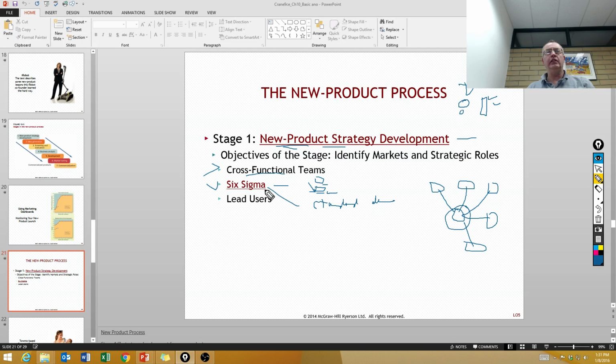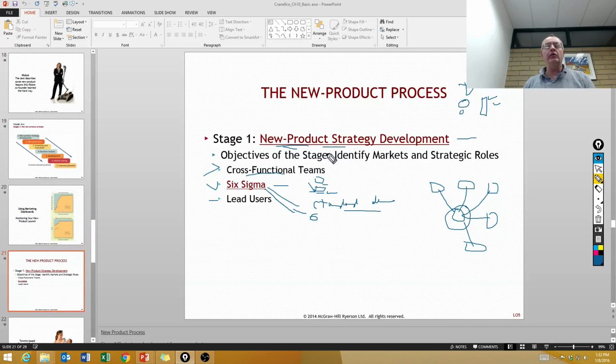Sigma is the Greek letter... Geez, you know, I'm not a stats person. There's a letter of the Greek alphabet that's used to represent standard deviation. It's called sigma. I think it looks kind of like that. I could be wrong. I'm probably wrong.